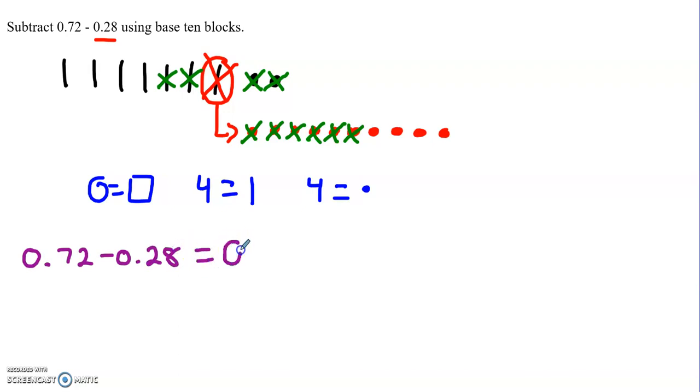So we have 0 flats, so I have 0 ones. I add my decimal. I have 4 longs, so that means I have 4 tenths, so a 4 goes in the tenths spot. Then I have 4 singles, which means I have 4 hundredths. So a 4 is going to go into the hundredths spot. And then I'm going to circle it because that is my final answer. So I know 72 hundredths minus 28 hundredths is 44 hundredths.